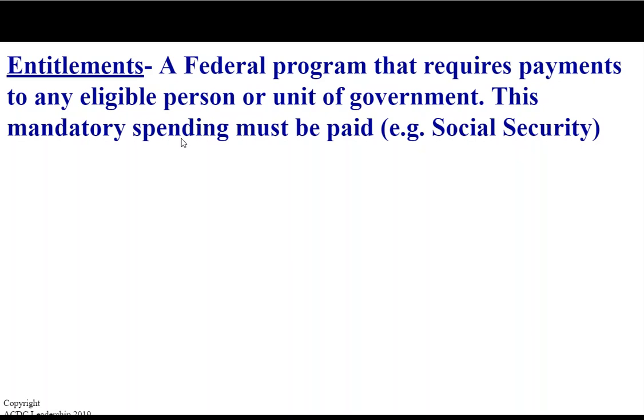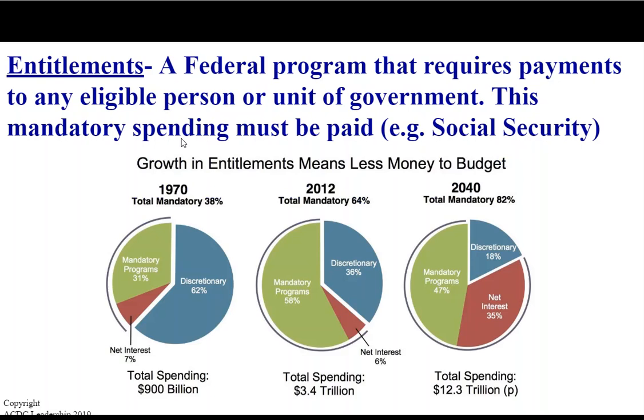Entitlements are a federal program that requires payments to any eligible person or unit of government. So this is mandatory spending, stuff that must be paid. For example, Social Security. The three big ones actually are Social Security, Medicare, and Medi-Cal. But there are smaller ones: unemployment, retirement programs for federal employees, student loans. But the big ones are Social Security, Medicare, and Medi-Cal.